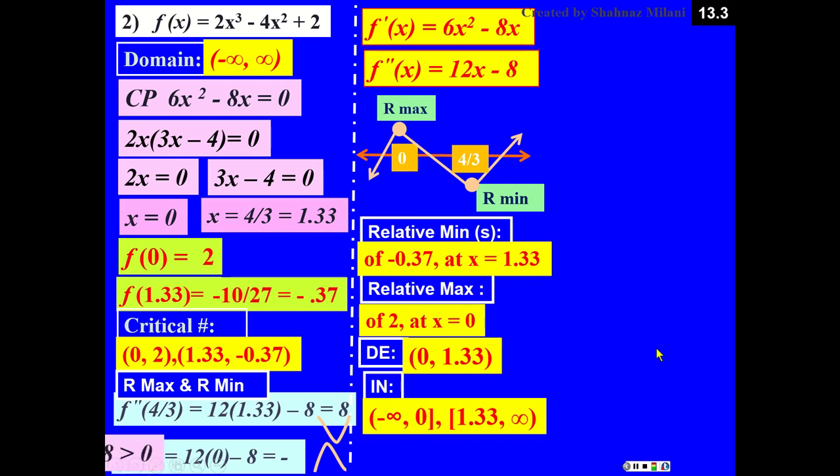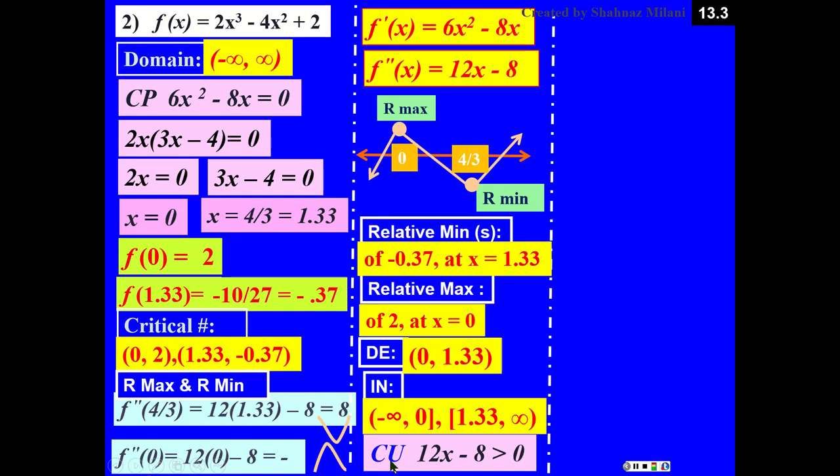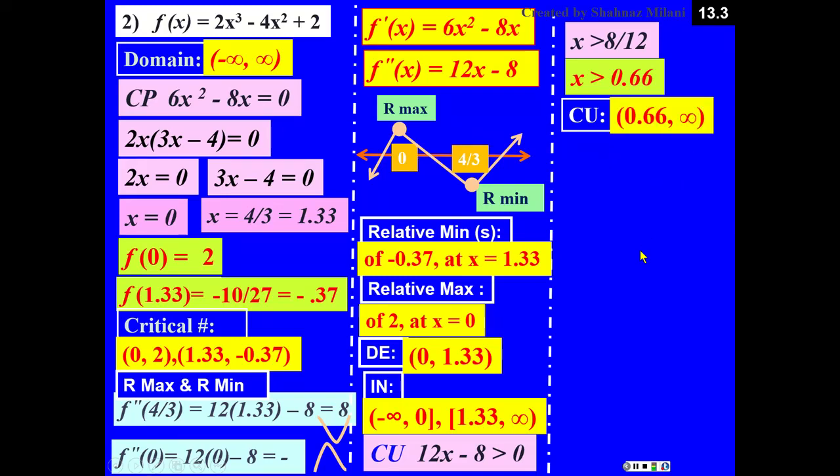Now, we are trying to find concave up. To find concave up, we will use the second derivative. Set your second derivative bigger than 0, solve for x. Move the minus 8 to the other side, this becomes positive 8. Divide both sides by 12. Then reduce, which is x is going to be bigger than 0.66. But bigger means right side. That means from 0.66 to positive infinity. That is my concave up.